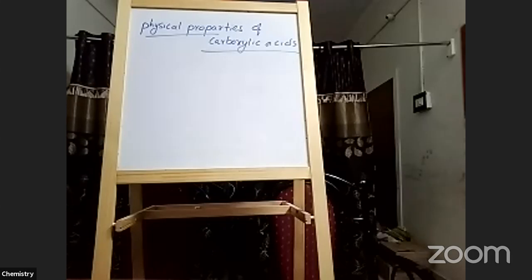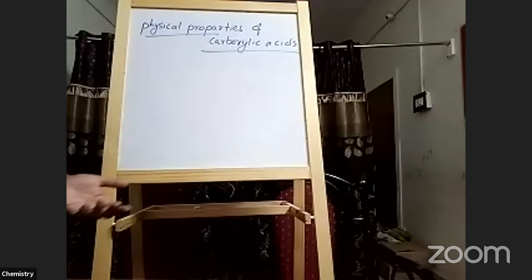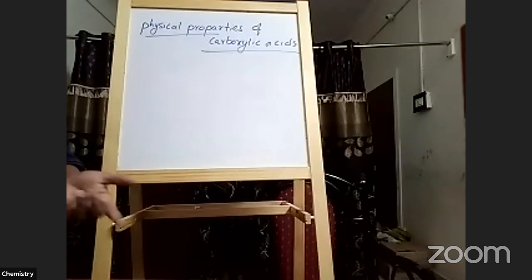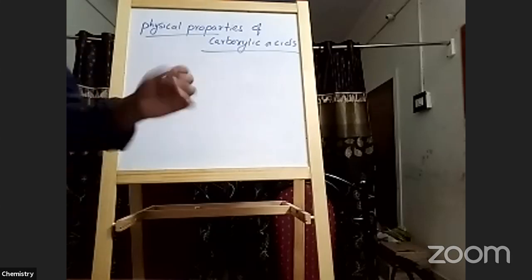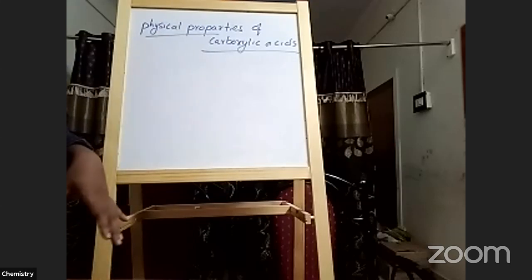That means aldehydes and ketones have lower boiling points than alcohols. Alcohols have a higher boiling point than aldehydes and ketones. We discussed already that aldehydes are higher than hydrocarbons and lower than alcohols. That point we have discussed in the physical properties of aldehydes and ketones.